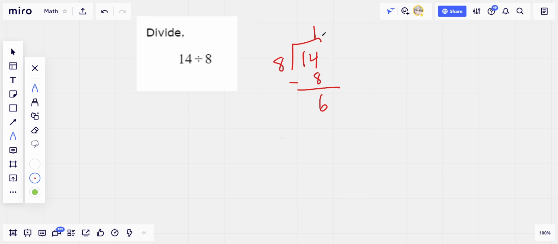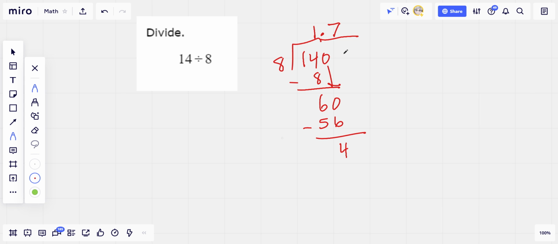But if we want to do a decimal, we put a decimal point right there, add a 0. I'm going to extend this a little bit and bring it down. And now we've got 60. So how many 8s go into 60? Well, let's see. 5 times 8 is 40. And 6 times 8 is 48. And 7 times 8 is 56. 8 times 8 is 64. So I guess it's 7. So 7 times 8 is 56. We subtract, and we get a 4.